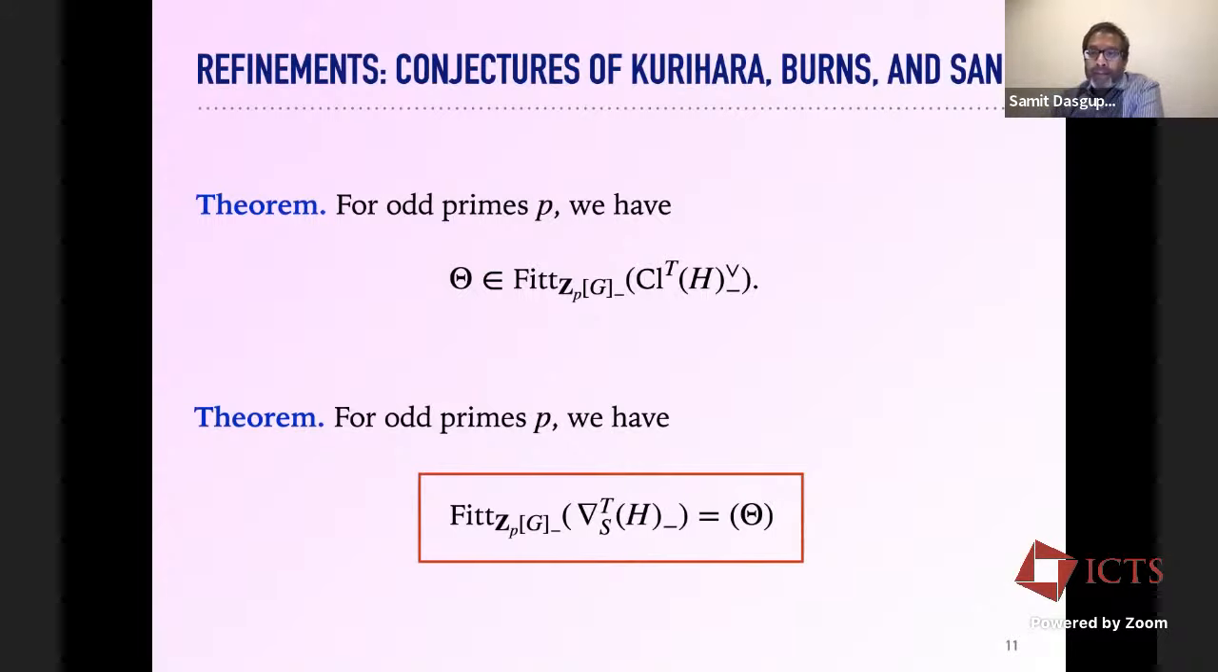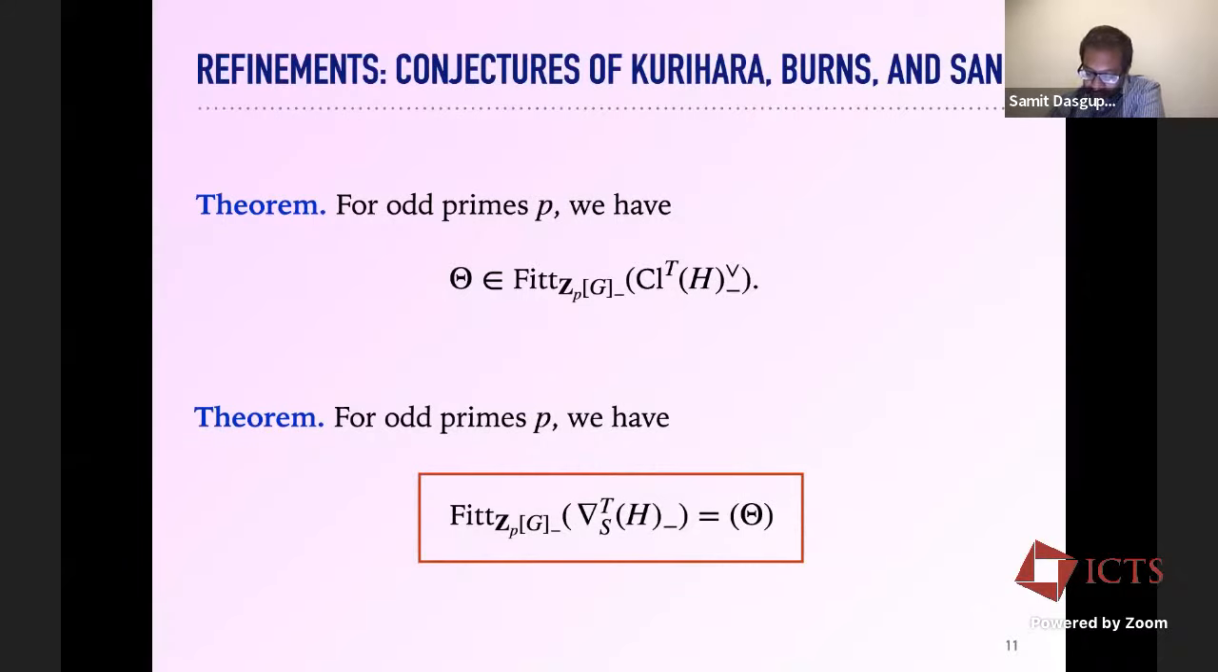So the fact that you can define a canonical module whose fitting ideal should be theta is quite remarkable and was actually essential for our work. Somehow quadratic presentation seems to be an important feature of our arguments.